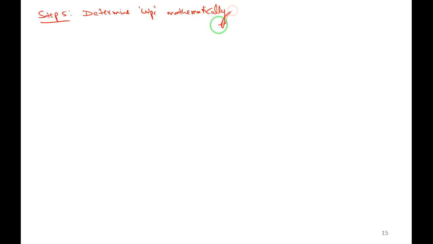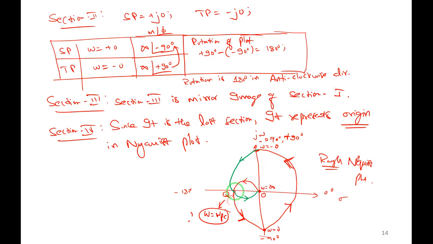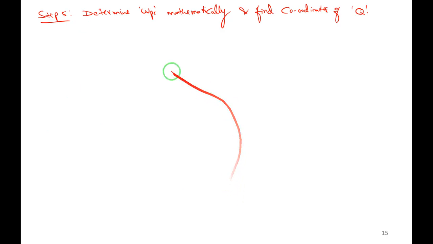Okay, next we'll see how to determine omega PC mathematically, and also find the coordinates of point Q. What is Q? You know here, right? This intersection point. What are the coordinates of Q and what is omega PC? Both we have to calculate. Okay, how to find omega PC?